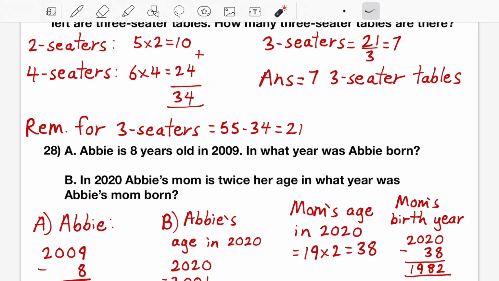Part B, in 2020, Abby's mom is twice her age. So let's determine Abby's age in 2020. So 2001, her date of birth, till 2020 is 19 years. So she's 19 in 2020 and her mom is twice her age. So that's 38 years. Her mom is 38 years in 2020. So 2020 take away 38 will give us 1982, her mom's year of birth.